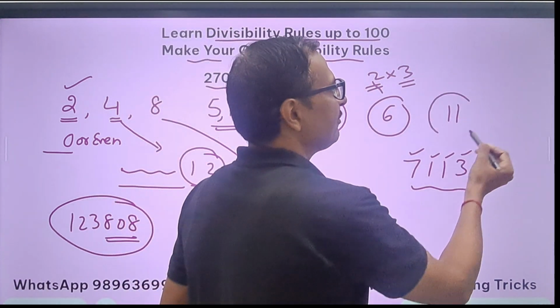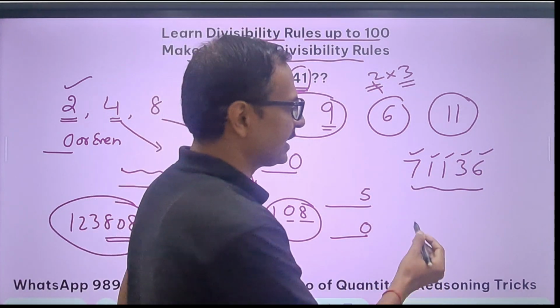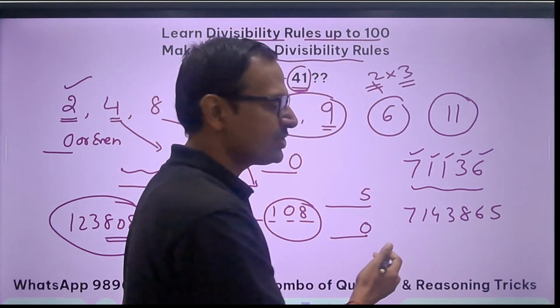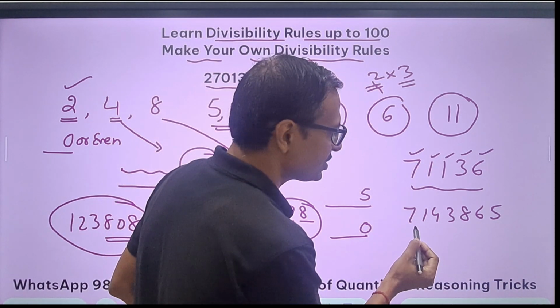For 11, we have the even odd method. If you remember, even odd method is like, suppose you have 7, 1, 4, 3, 8, 6, 5, and I want to check whether this number is divisible by 11. So I'll take the even positions.